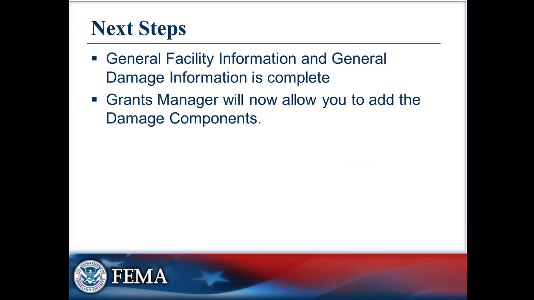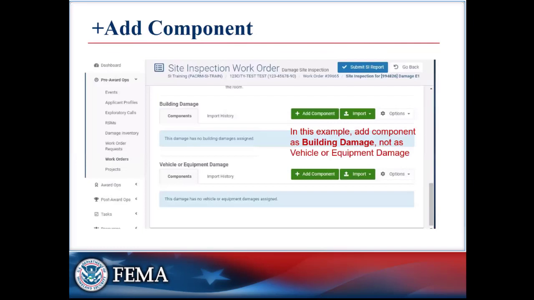So we've filled in our general facility information and our general damage information, and Grants Manager will now allow you to add your damage components. Keep in mind, until you complete that general facility information and general damage information, Grants Manager will not populate that add component button for you to start adding your components. So we've completed those sections. We're ready to add our components.